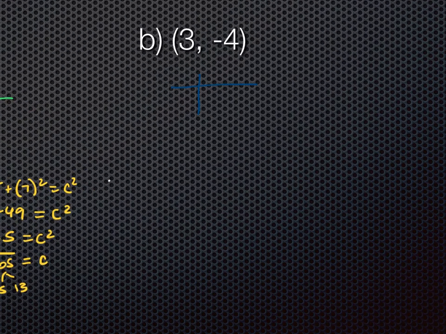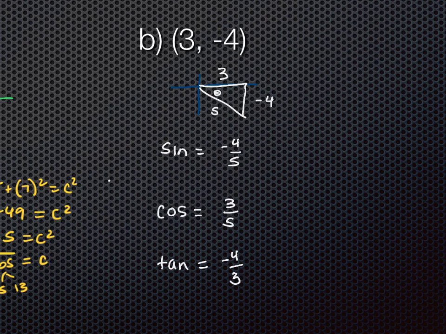Okay, (3, -4), which means right 3, down 4. This is a triple. The hypotenuse is 5. The sine is negative 4/5. The cosine is 3/5. The tangent is negative 4/3. And then flip them: negative 5/4, 5/3, negative 3/4.